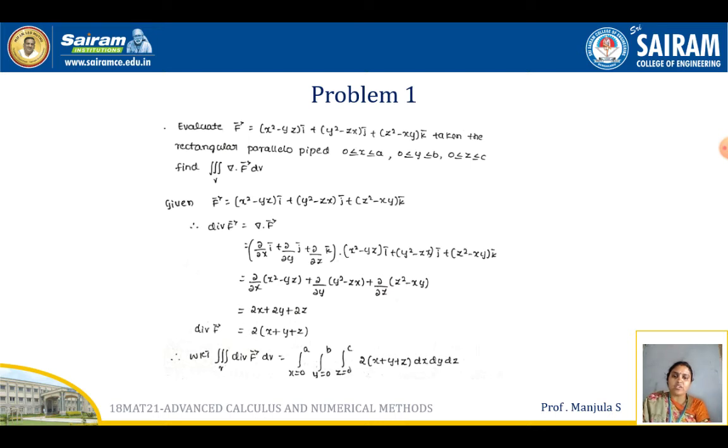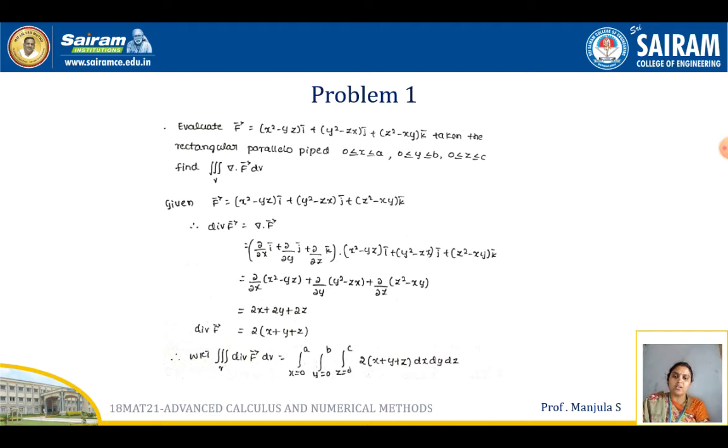On simplification, the first term, differentiating partially with respect to x, becomes 2x. The second term, differentiating partially with respect to y, becomes 2y. Similarly the third term becomes 2z. Take 2 as common, that becomes x plus y plus z. So the divergence of f will be 2 into x plus y plus z.